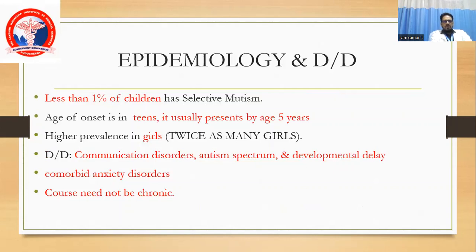Epidemiology and differential diagnosis. Less than 1% of children have selective mutism. It usually presents by the age of 5 years. Higher prevalence in girls, twice as many as in boys. The differential diagnosis includes communication disorders, autism spectrum disorder, and developmental delay. Comorbid anxiety disorders are common. The course need not be chronic.